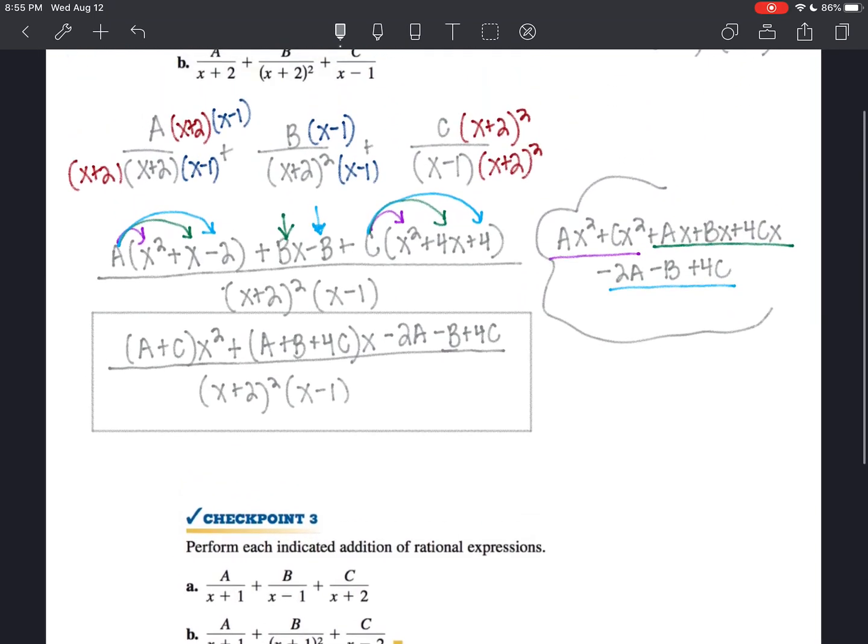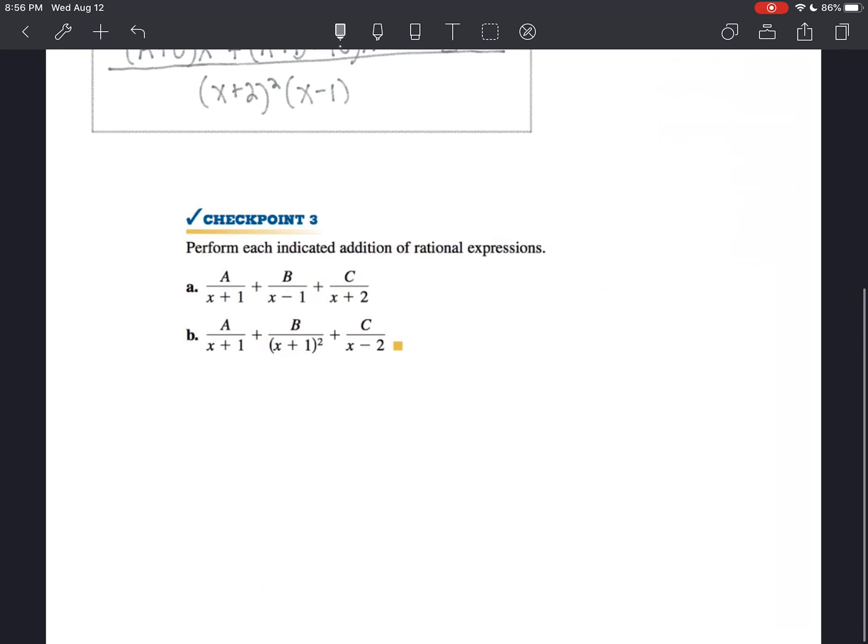Let me see if I got that one right according to my notes. Minus 2a minus b plus 4c. Yeah, I'm on a roll. I haven't made a mistake yet. Okay, knock on wood, it's probably going to happen with these checkpoints. So go ahead and press pause, and when you come back, I'm going to show hopefully what I think might be the right answer.